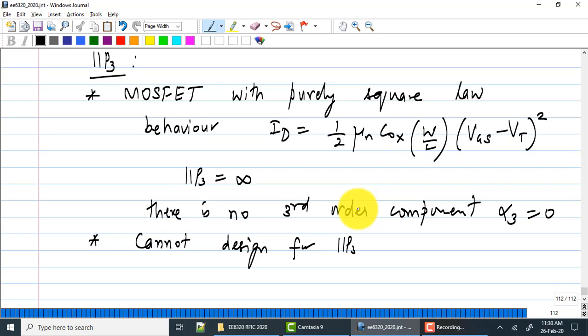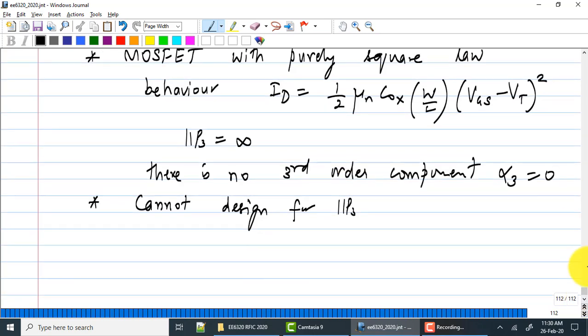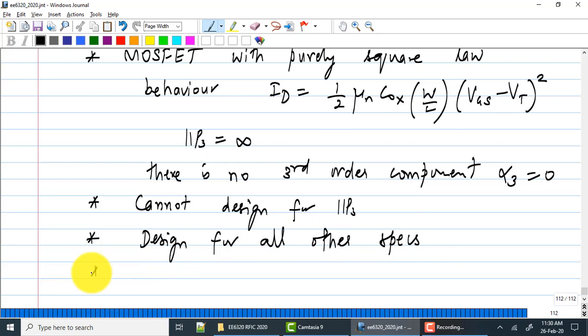So what you do, you design for everything else. Design for all other specs: gain, noise figure, current consumption, etc. Then you simulate. I say measure, but what I mean is simulate IIP3. If it is good enough, you're good to go. If not, then you have to do something. Now we are going to see what you need to do.